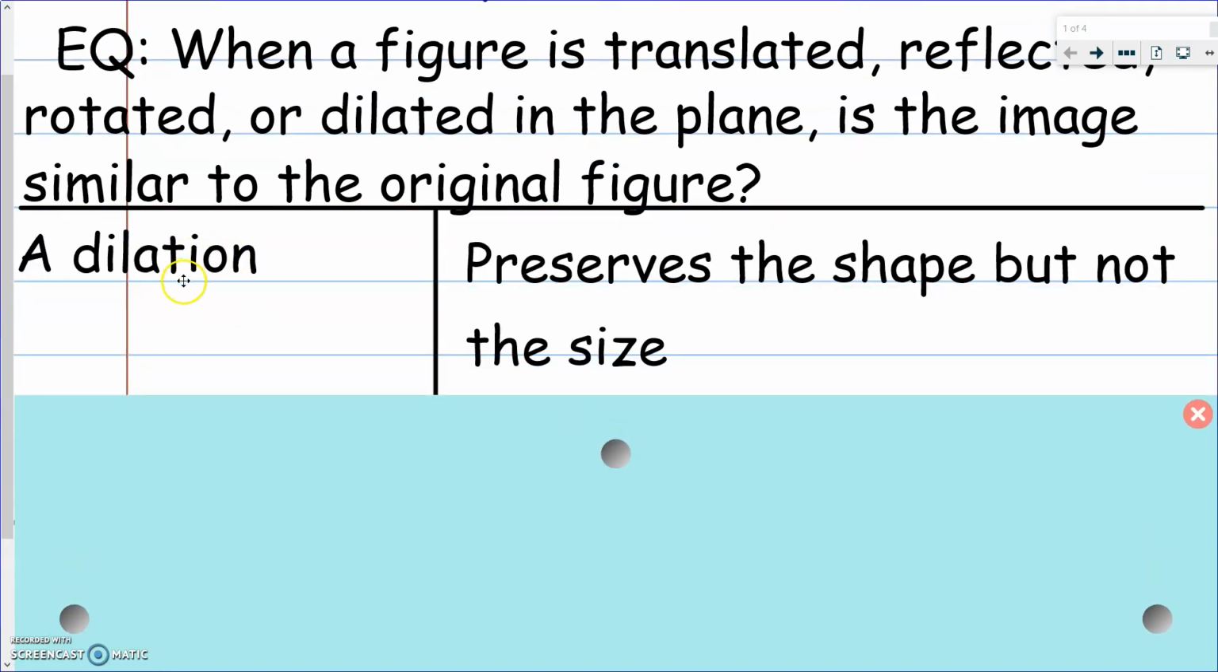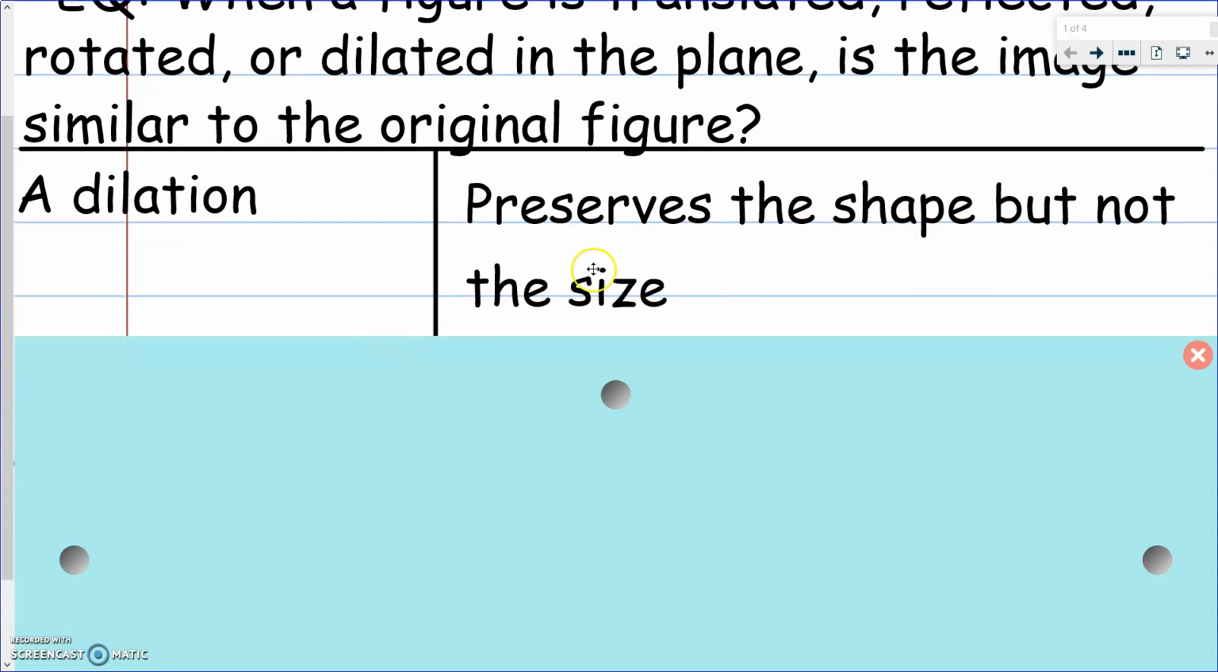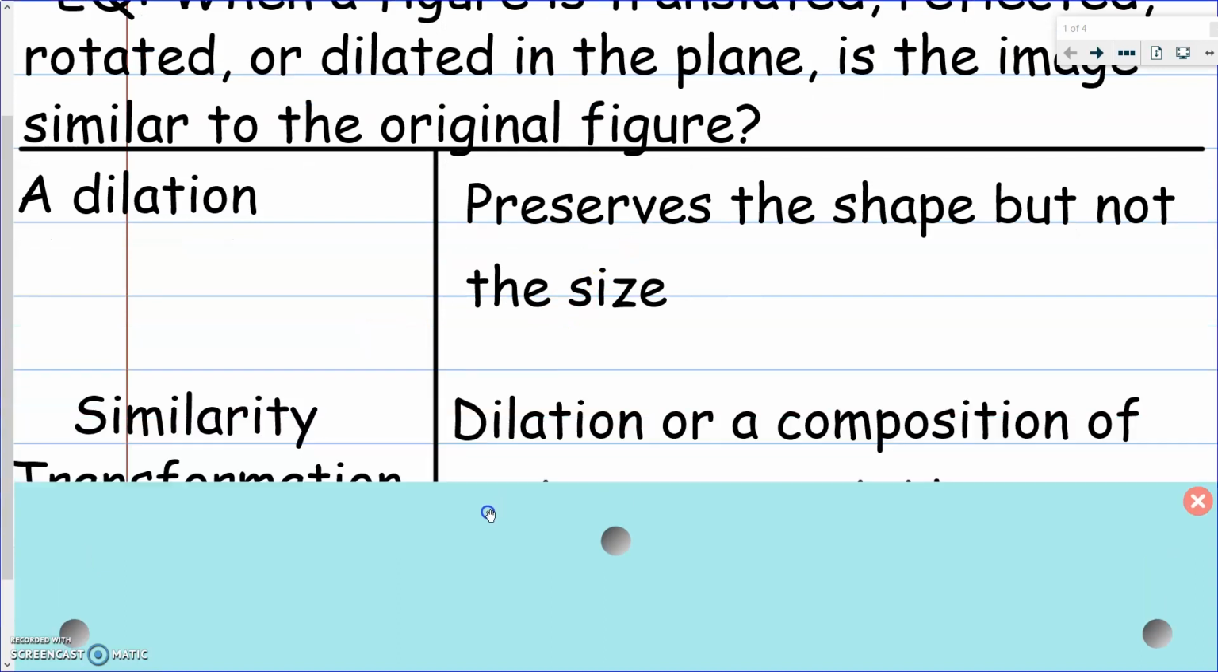A dilation is one in which we zoom in or zoom out, enlarge the figure or reduce the figure. It's going to preserve the shape of the figure but not the original size. So the shape is going to stay the same. We can't go from a triangle to a circle. That is not a transformation.